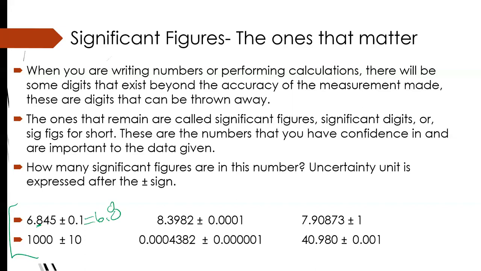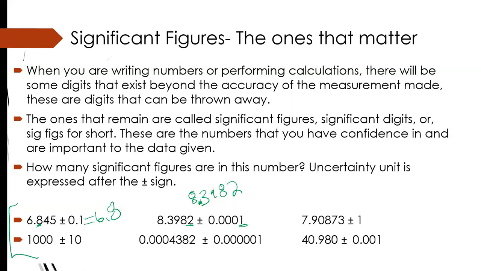Let's look at this next one, 8.3982. Its uncertainty is coming in the 4th digit after the decimal place, so 8.3982. And so we don't need to do anything to that number. We can leave that as it is, 8.3982, because its uncertainty is being expressed correctly.